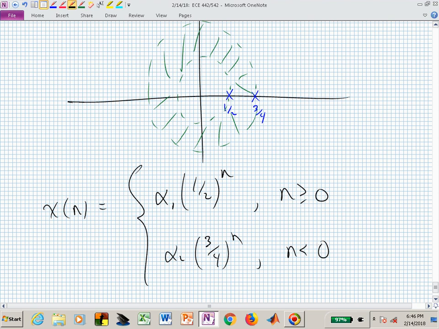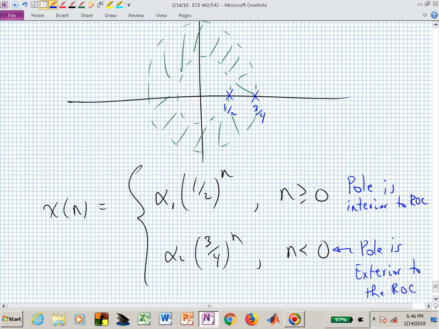What do you know about the 3/4? Now we have a two-sided sequence, right? This pole is interior to the region of convergence. This pole is exterior to the region of convergence. And where's the unit circle? It's definitely not shaded, is it? It's outside all of those.